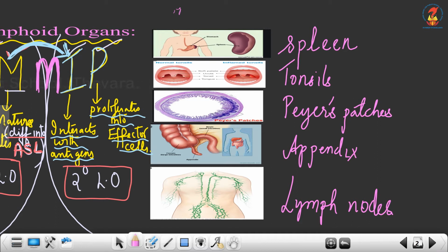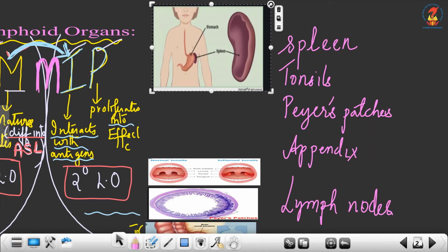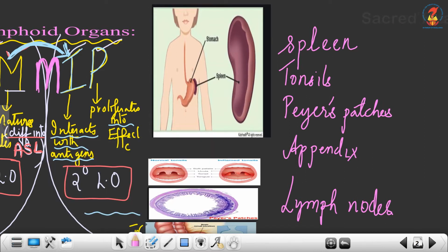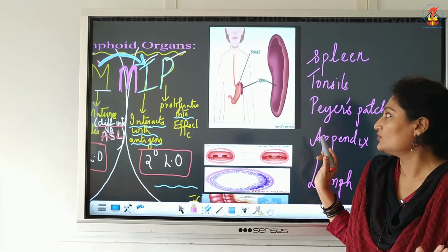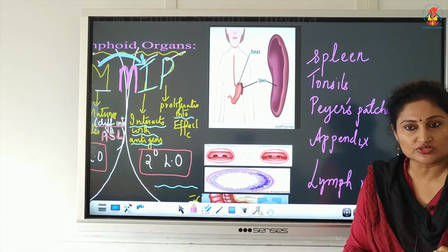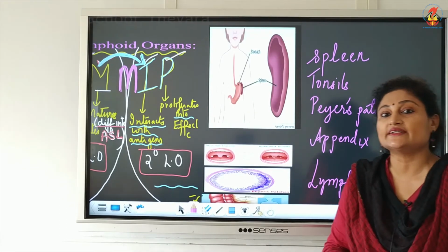Spleen. Spleen is located on the left side near the stomach. See, if I am zooming, see the location of the spleen. It is a bean shaped structure. See, look at the structure of spleen. It is a bean shaped structure located to the left side of the stomach in the lower abdomen. Clear? On the left side. And the spleen is very, very important. It comprises lymphocytes, phagocytes, and also it is a reservoir of dead RBCs.